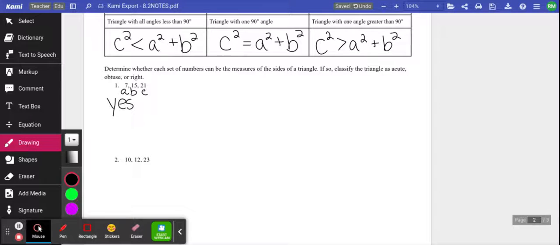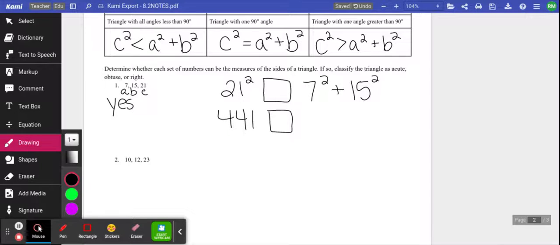So the way you're going to set it up is 21 squared, and then I usually just leave this blank because it's either going to be less than, equal, or greater than. And then 7 squared plus 15 squared. 21 squared, I'll give it to you. 441. 7 squared is 49, and 15 squared is 225.